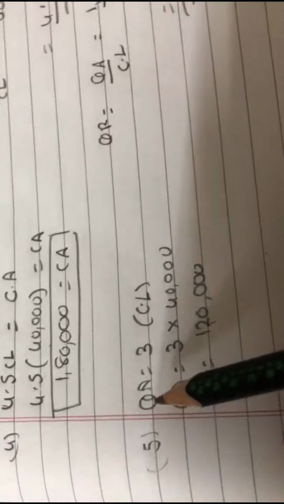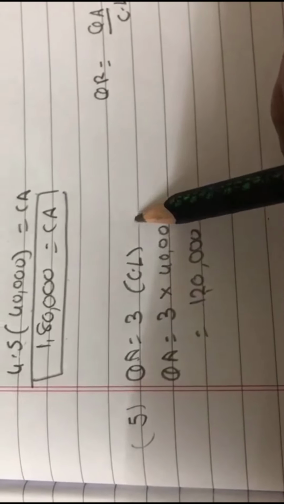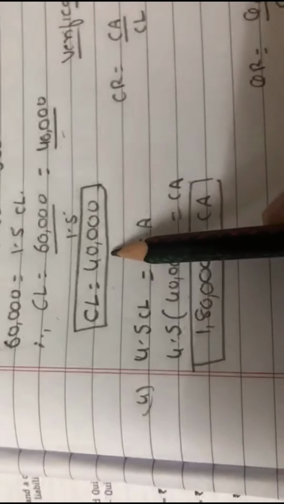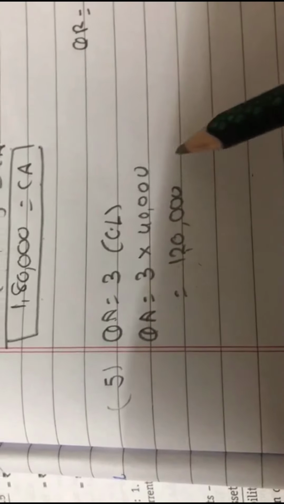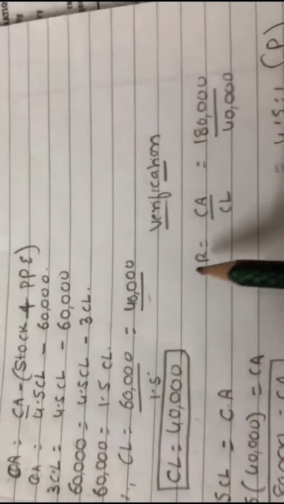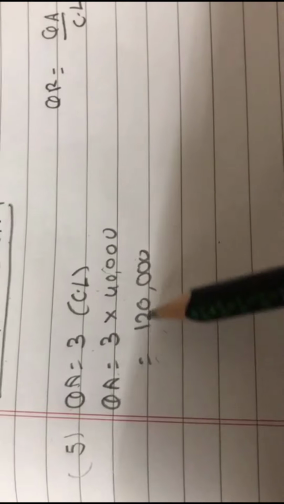Then similarly, you calculate for quick assets. Actually, this is not required. They have asked you only to calculate current assets and current liabilities. But why I am calculating quick assets is to do the verification. So quick assets is equal to 3 CL as we have already calculated here. Substitute current liability here. Quick assets is equal to 3 into 40,000. So how much will you get? 1,20,000.